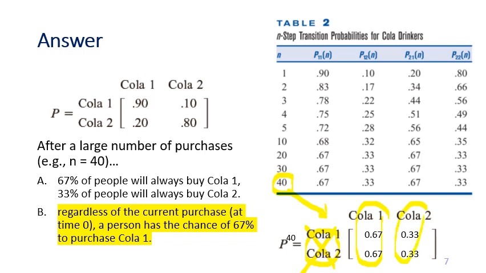Now you can see that if it's just one step transition, what the person purchased at this moment really matters. Whether the person purchases cola 1 or cola 2, it really has a significant impact on the probability of what the person will purchase next, just one step next. However, if the number of steps is very large, like 40 purchases from now, what the person purchases at this moment doesn't matter anymore. This is what we can see based on the result from this table.